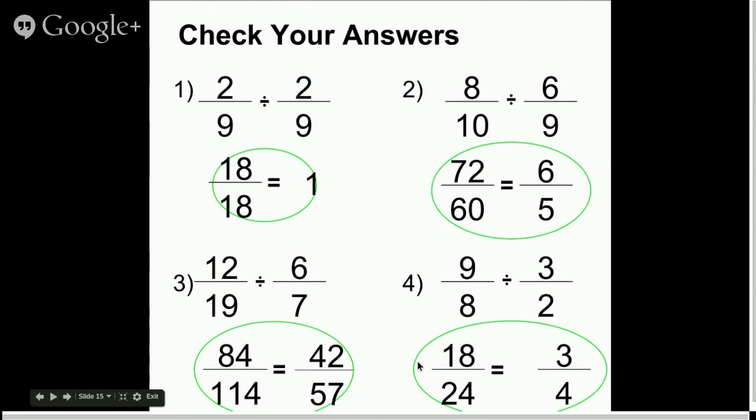Number 4, 9 times 2 is 18. 8 times 3 is 24. And if I divide both of these by 6, I get 3/4. Okay.